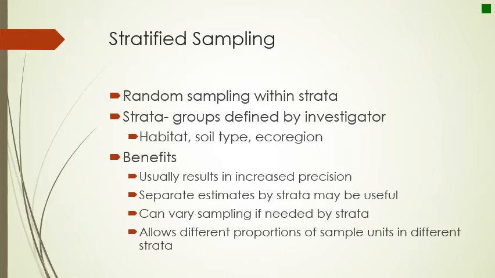So again, if you're measuring the density of some bird or mammal species, you may have previous information that suggests that they're more abundant in one habitat type than another. So stratifying your study area by habitat would make sense in that case. If you're looking at the distribution or the size of different tree species, maybe soil type has an influence, and so taking that into account can be helpful.